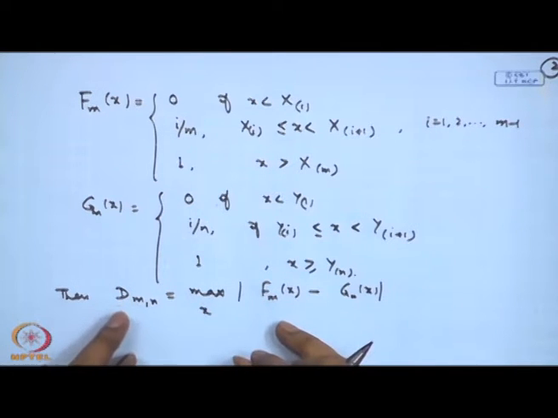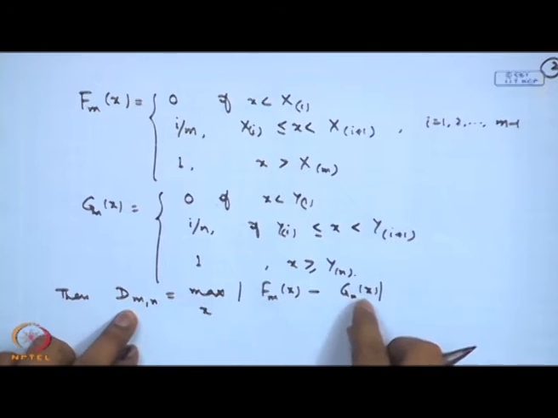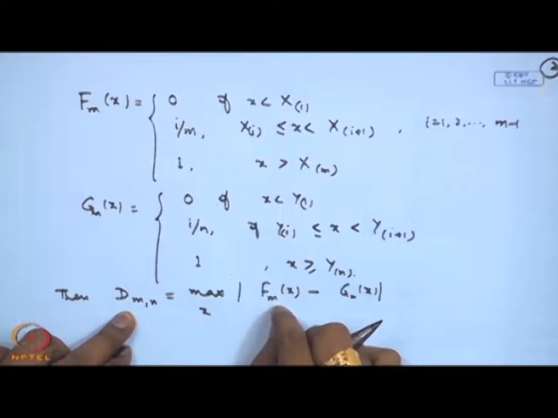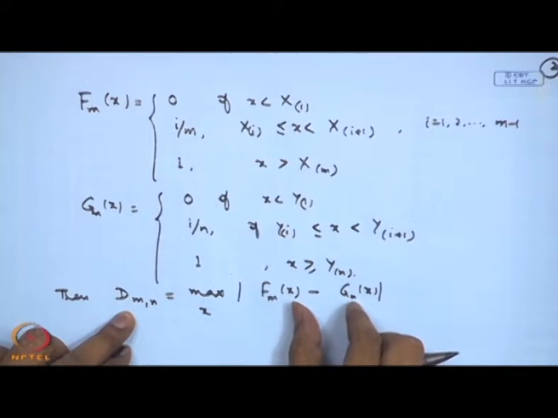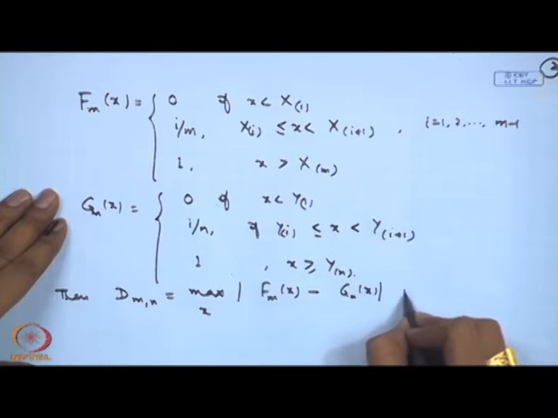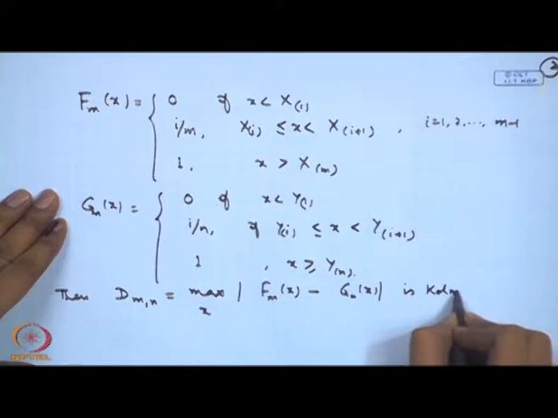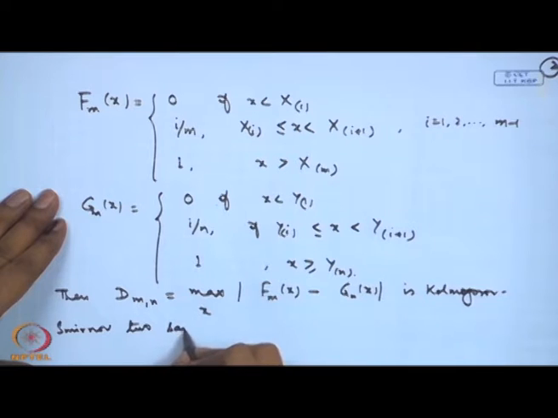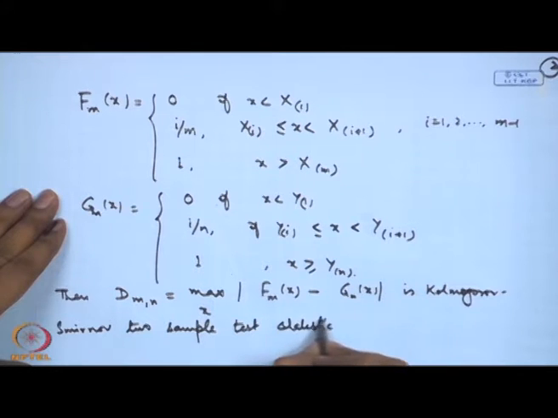If you remember, in the case of the one sample problem, it was defined as |Fn(x) minus F(x)|. Here now I am considering the difference between the two distributions basically. So this is actually the Kolmogorov-Smirnov two sample test statistic for testing H0.